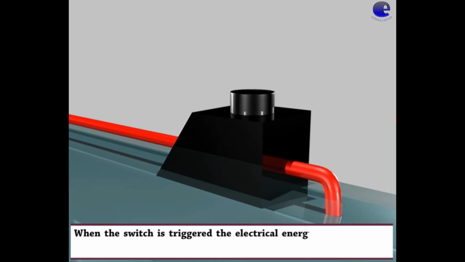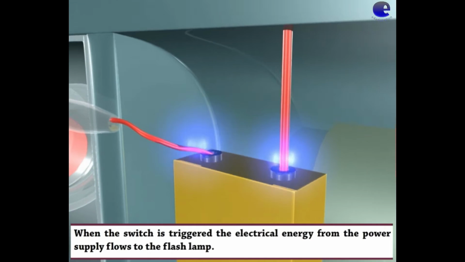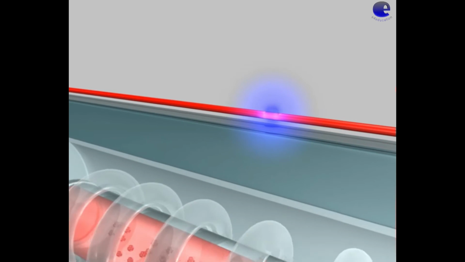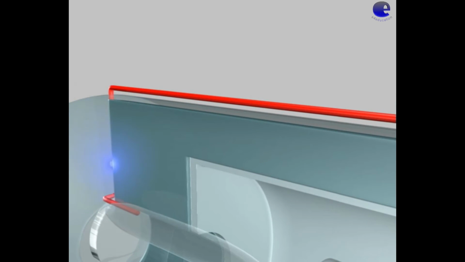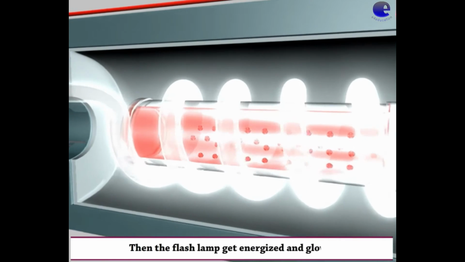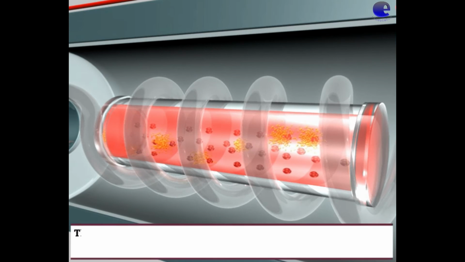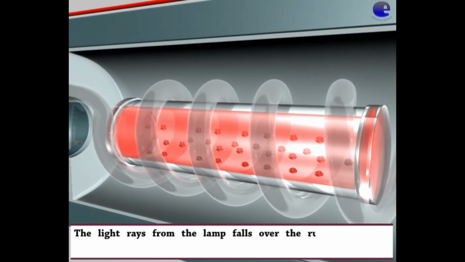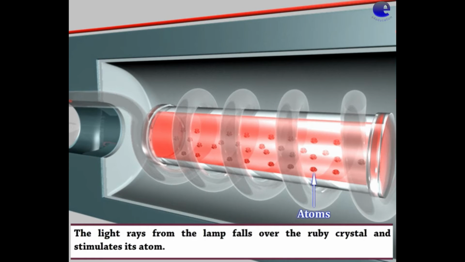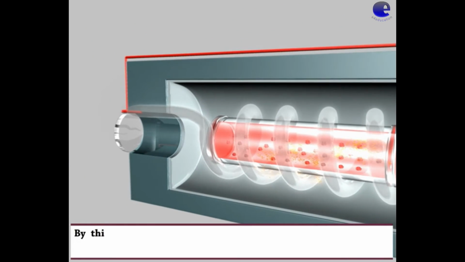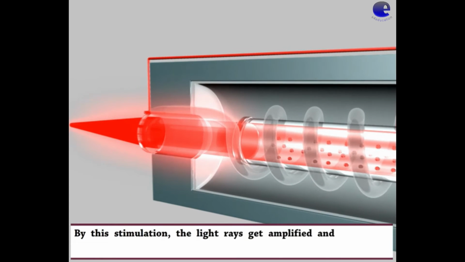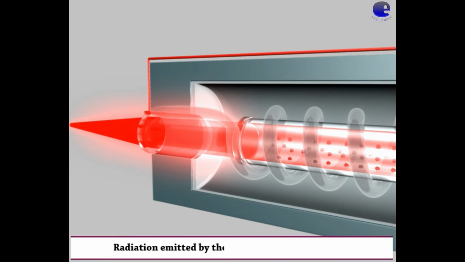When the switch is triggered, the electrical energy from the power supply flows to the flash lamp. Then, the flash lamp gets energized and glows. The light rays from the lamp fall over the ruby crystal and stimulate its atoms. By this stimulation, the light rays get amplified and emitted as radiation. Radiation emitted by the ruby crystal is called laser.